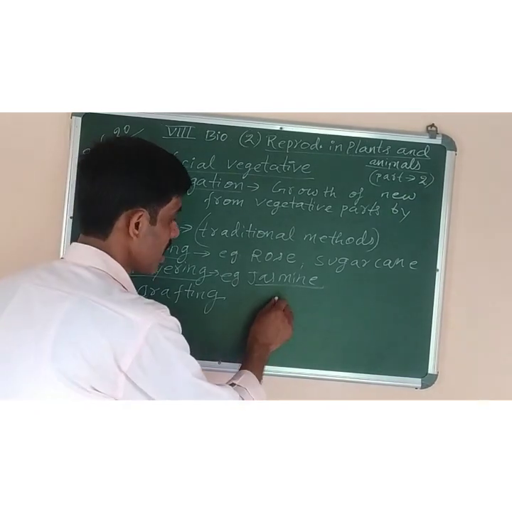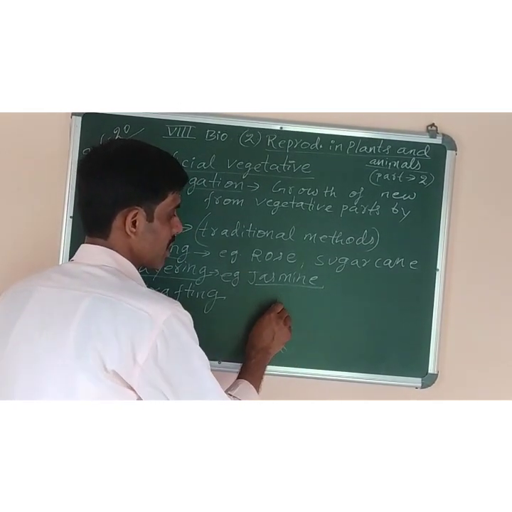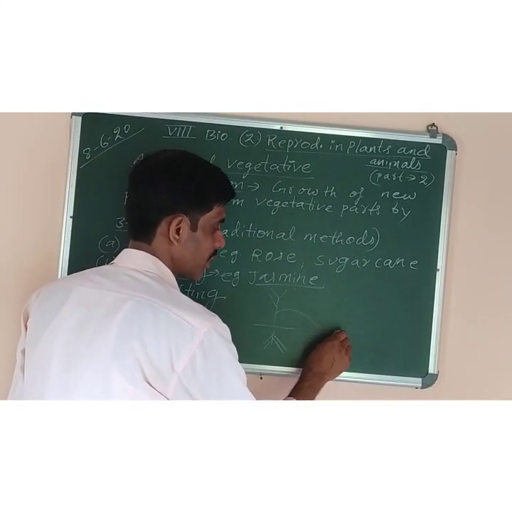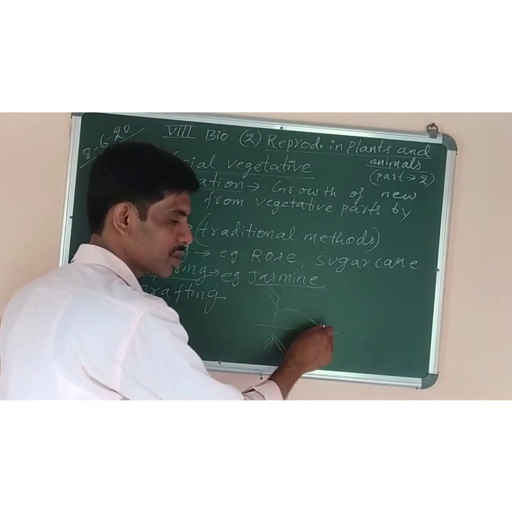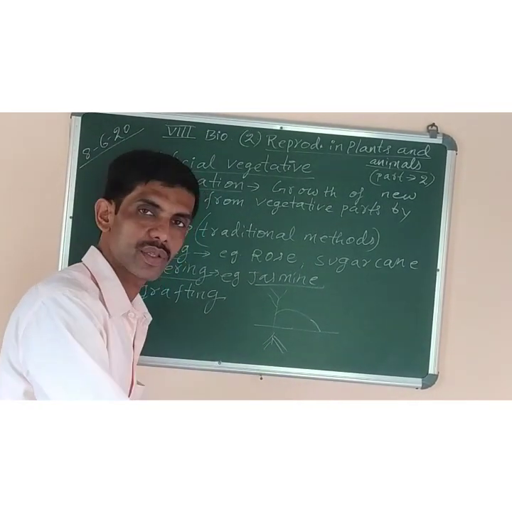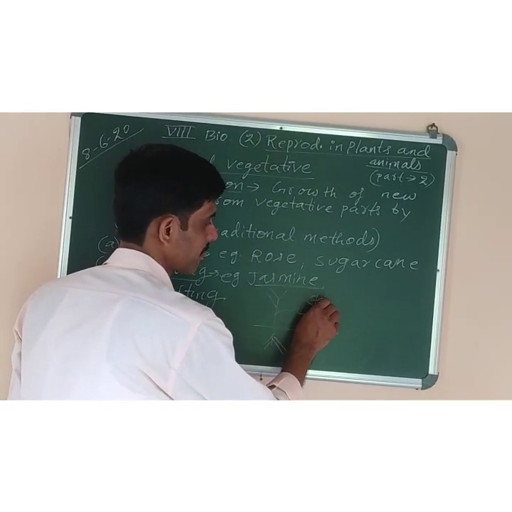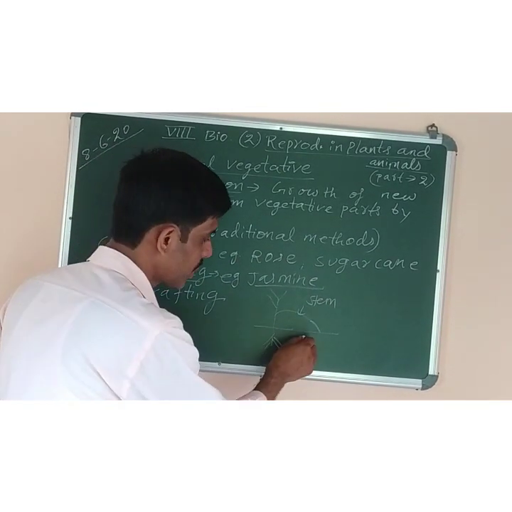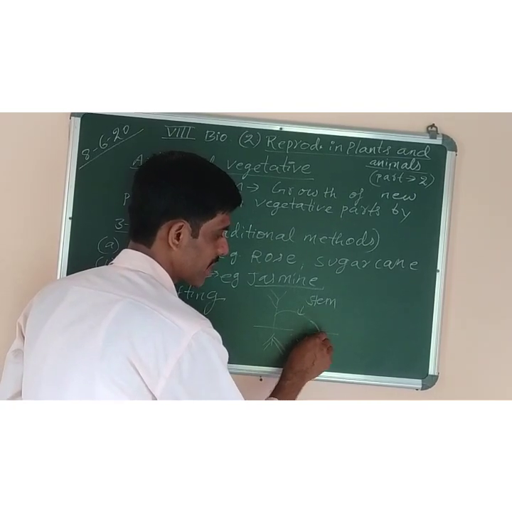So what is layering? Suppose this is the jasmine plant. One of the stems is growing straight. One stem is growing downward. The lower stem which grows downward, we will make it touch the soil or put it inside the soil. Because the stem is flexible, we can bend it and put it in the soil. This is the soil. It will develop roots from that part of the stem.